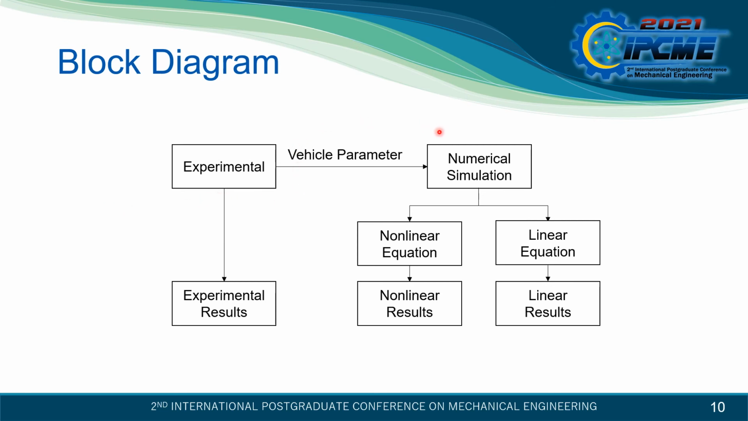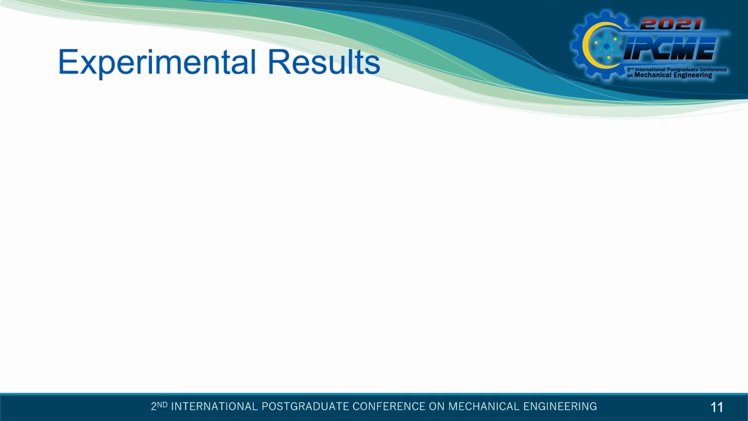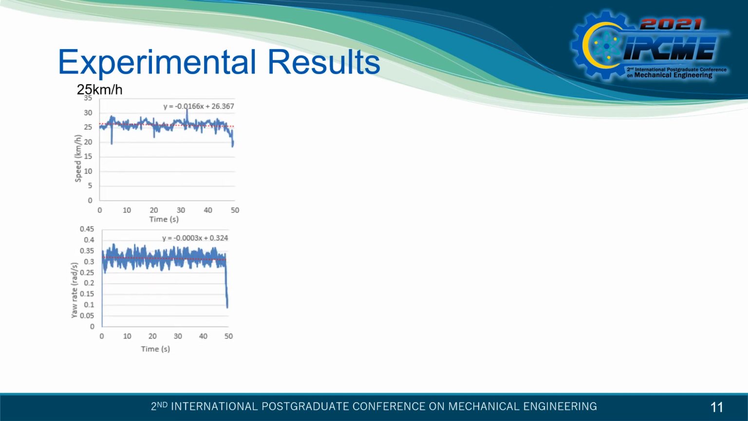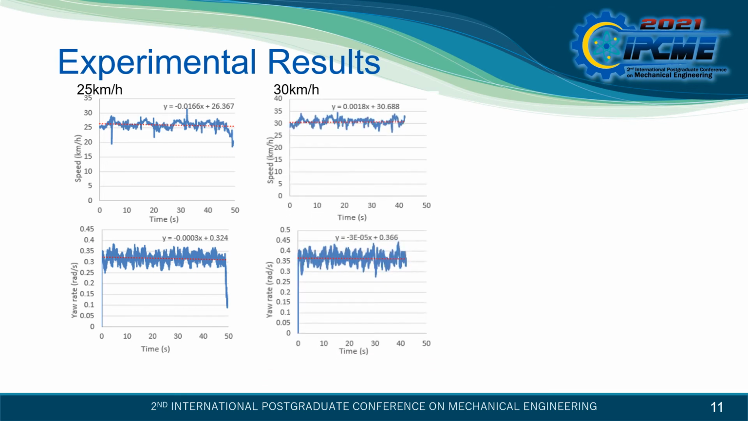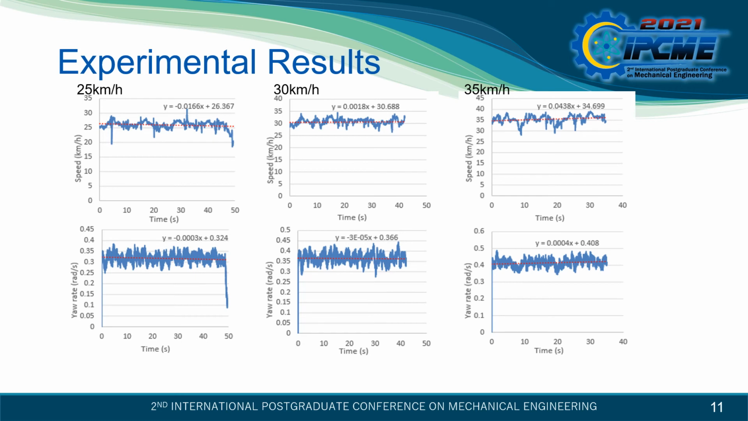This is a block diagram. The experiment provides the parameters to the simulation block and gives the result. The numerical simulation has two types of equation: nonlinear and linear. Next are the experimental results. For this experiment I decided on three different speeds: 25 km per hour, 30 km per hour, and 35 km per hour. We can see the upper side shows the speeds 25, 30, 35, but the real speed is a bit different from the set speed because it varies during the experiment. The following is the yaw rate.